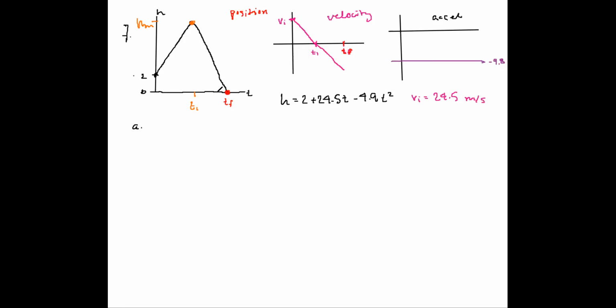Well, since velocity is the derivative of this first equation that it gave us, you first find the derivative of that, so h prime of t. That's equal to 24.5 minus 9.8 t. And then we're just going to plug in 2 for time, and then 4.